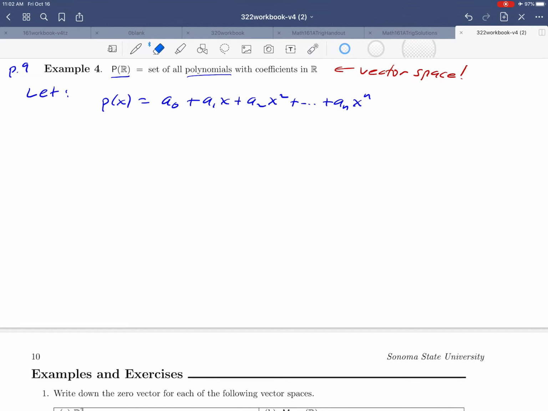And so what we're assuming here is that a0, a1, a2, up to an, those are real numbers, coefficients in R. And then notice that the powers of x are non-negative integer powers. That's the other important part of the definition of a polynomial. So p of x is one vector in this vector space, and then we could maybe take another one, q of x.